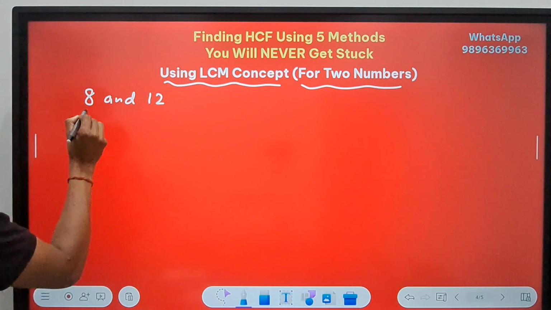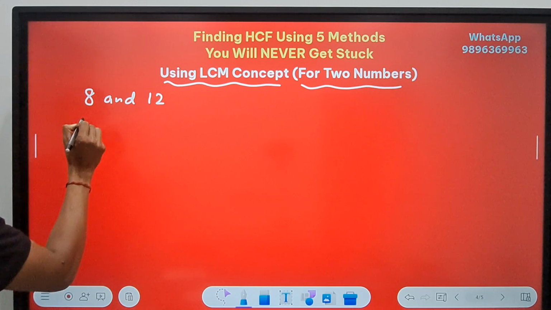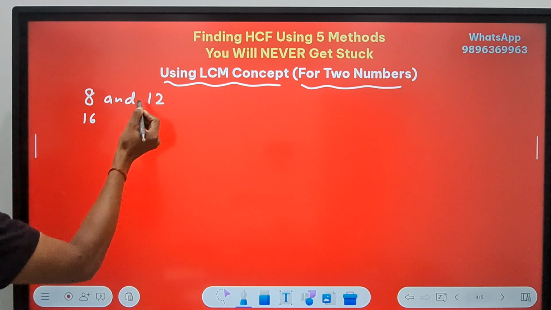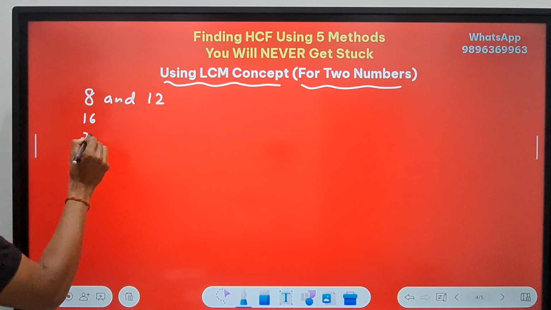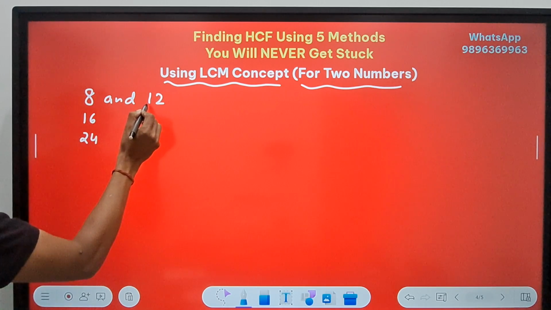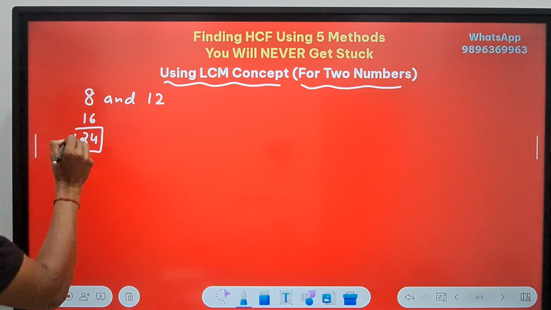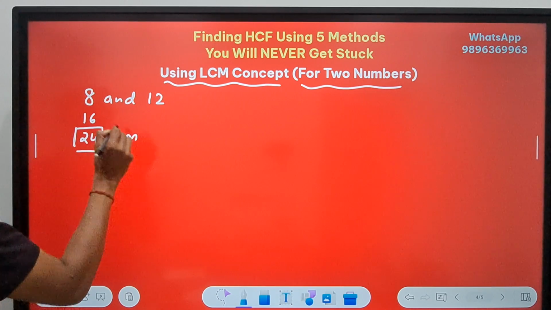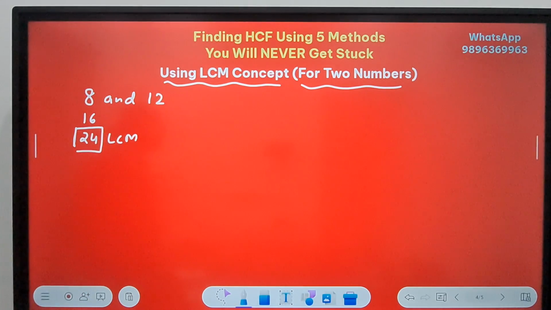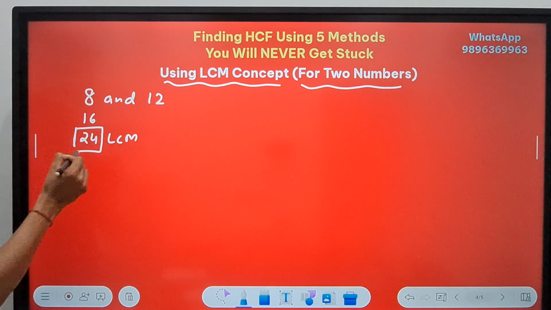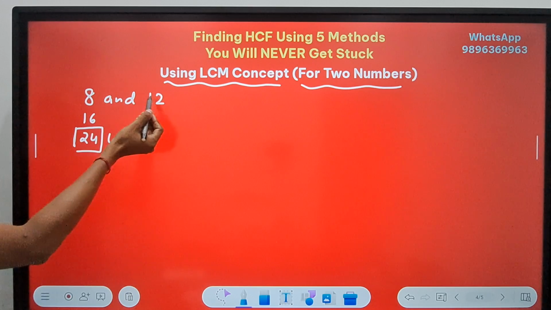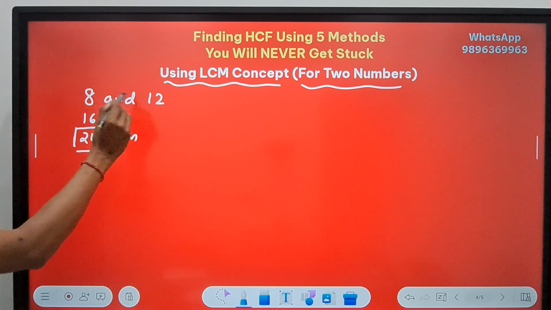So what are the multiples of 8? The multiples of 8 are 16, not divisible by 12. 24 is divisible by 12, right? So 24 is the LCM of 8 and 12. Now this is how you find the LCM. Keep on taking the multiples of any one number, and the first multiple which is divisible by the other number is the LCM of these two numbers.